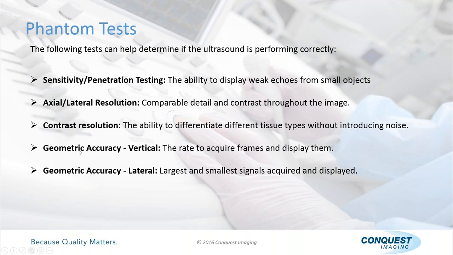Geometric accuracy. It's the rate to acquire frames. That's actually not true. I apologize for that. Vertical, basically, geometric accuracy on a vertical is the ability to measure two points that are highly echogenic and resolve them down to a known distance. And we'll talk more about that as we go. Geometric accuracy, lateral, is the ability to do it also, but this time it's from left to right.